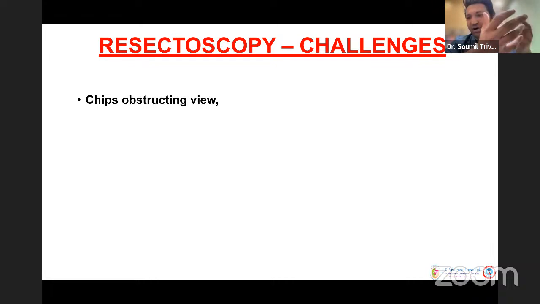So the resectoscope challenges. Soumil, what are the challenges you face in resectoscopy? Sir, basically, during myomectomy resectoscopy, the basic challenge is the chips. If you're doing a large myoma, how do you avoid that?